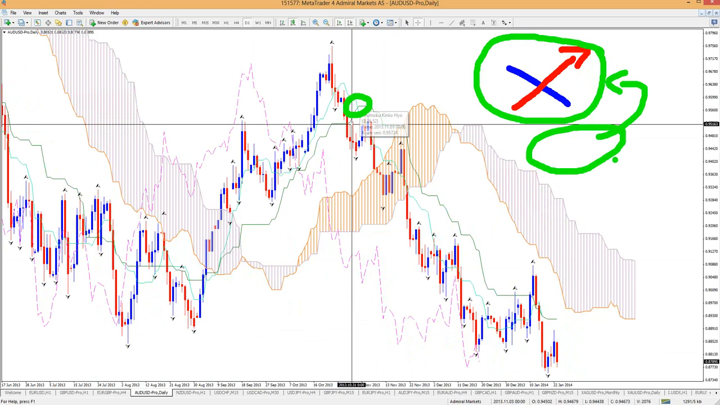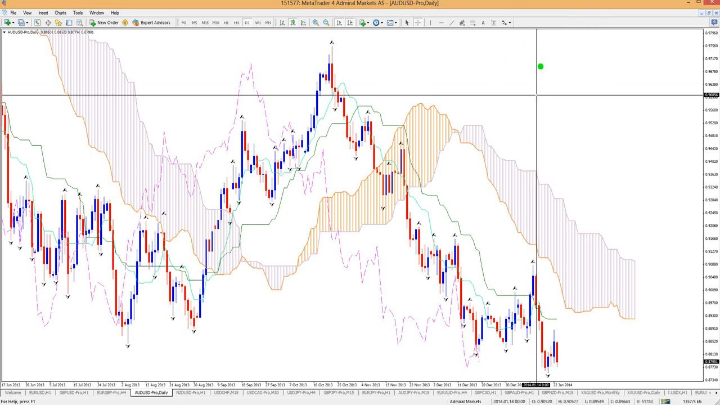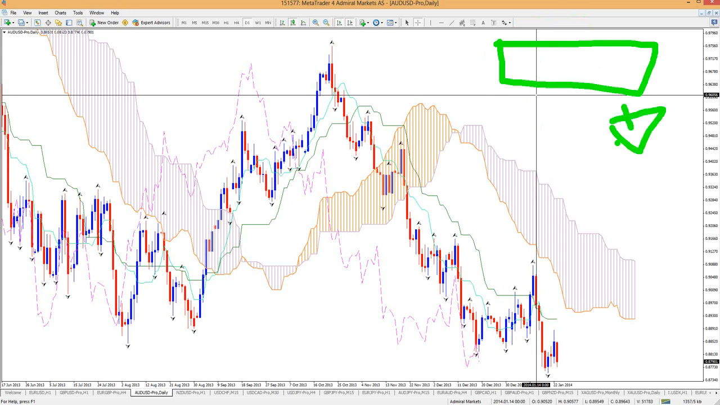Or if the crossover is happening underneath the cloud, that's a weak crossover because there's momentum to the upside, but there's still resistance above. That's what it means. Basically, Kumo is the support or resistance, and the Tenkin cross is the momentum direction. So the Kumo is more or less the trend direction, the trend definition, and the Tenkin and the Kiyun are more or less the momentum decider.